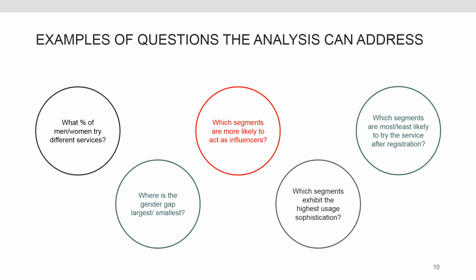There are a lot of questions that we would hope would be both raised and answered through this process. A few examples are: what percentage of men try different services, where the gender gap is largest and smallest geographically and within certain segments, which segments are most likely to act as influencers, which is to say perhaps to prompt a new potential subscriber to use your service by interacting with them, which segments exhibit the highest usage sophistication, which is to say using the broadest range of services, which segments are most or least likely to try the service after registration. So a lot of these are hopefully helpful things to answer in themselves, but also potentially raise further questions or strategies that one might adopt.